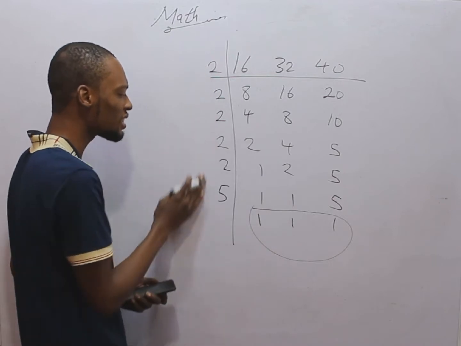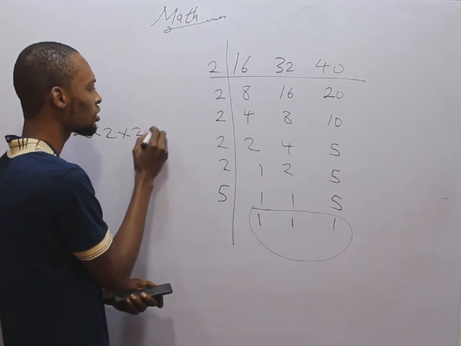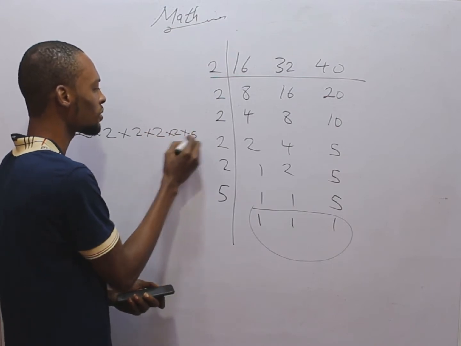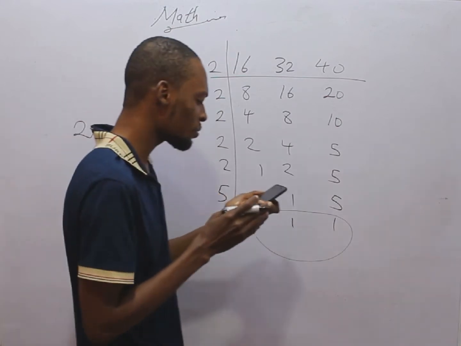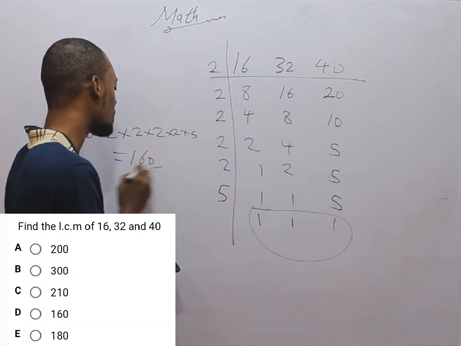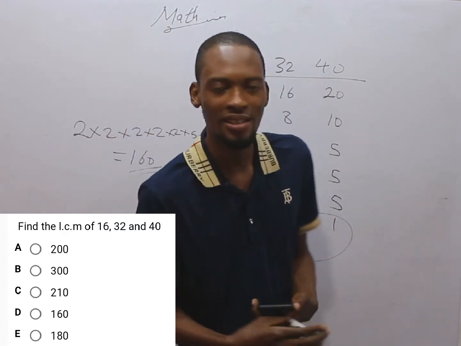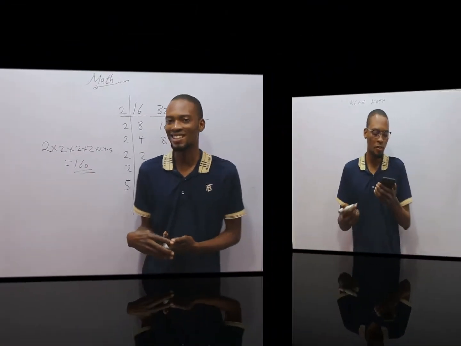How do you get the LCM? You multiply everything here, which is 2 times 2 times 2 times 2 times 2 times 5. 2 times 2, 4. 4 times 2, 8. 8 times 2, 16. As you proceed, you get to 160. The LCM of 16, 32, and 40 is 160.